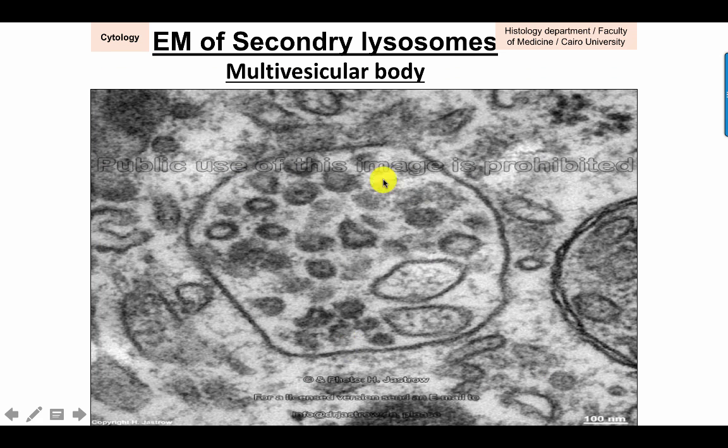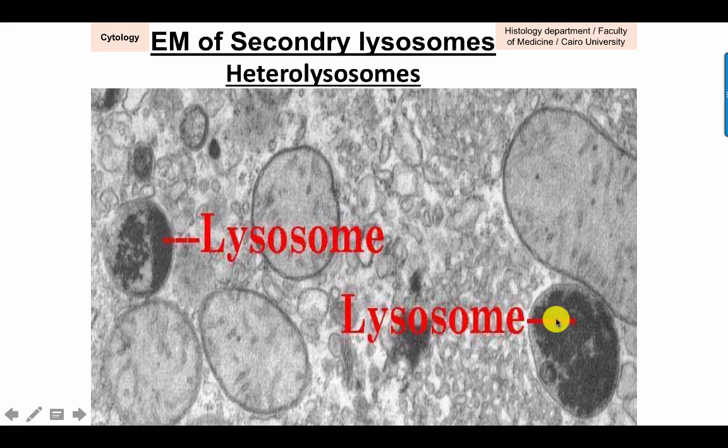Here we have the multivesicular body also, formed by the fusion of the primary lysosome with the pinocytic vesicle, and it contains many vesicles here, so it is called multivesicular body: multi means many, a body containing many vesicles inside, which is a type of secondary lysosome. Here also we have mitochondria, and we have a heterolysosome or a secondary lysosome as you see.